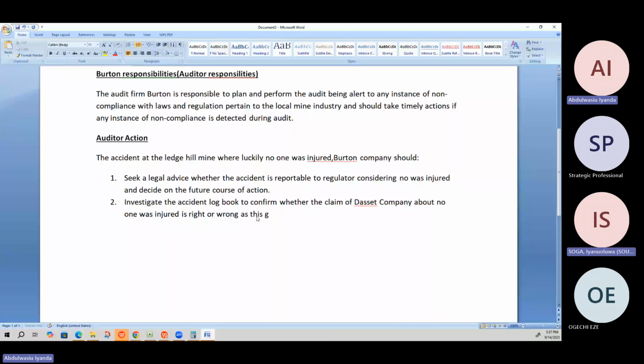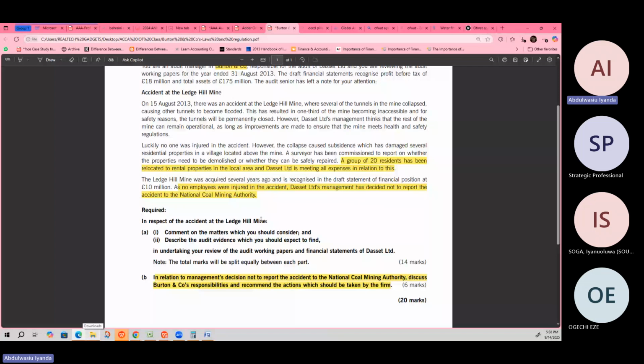I wanted to say that the auditor needs to investigate the effects on the financial statements, because from the notes, it says that after the accident, 1/3 of the mine became inaccessible. Yeah, I'll write something. Don't worry, I get what you are saying.